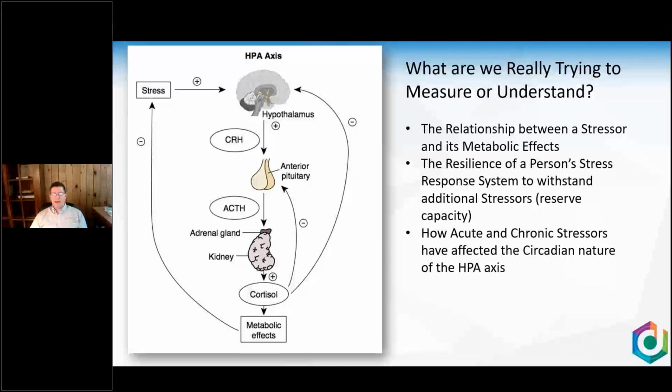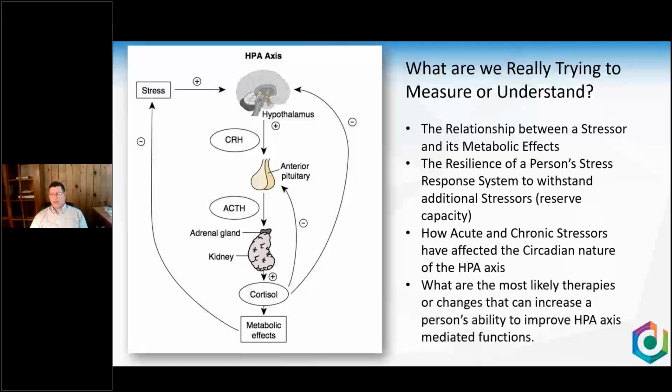But one of the reasons that we're going to see that we want to know about the circadian biology of the cortisol secretion is because it has a high influence on their circadian metabolism throughout all tissues. And then also, we'd like to know what are the most likely therapies or changes that can increase a person's ability to improve their HPA axis or the HPA axis mediated functions.